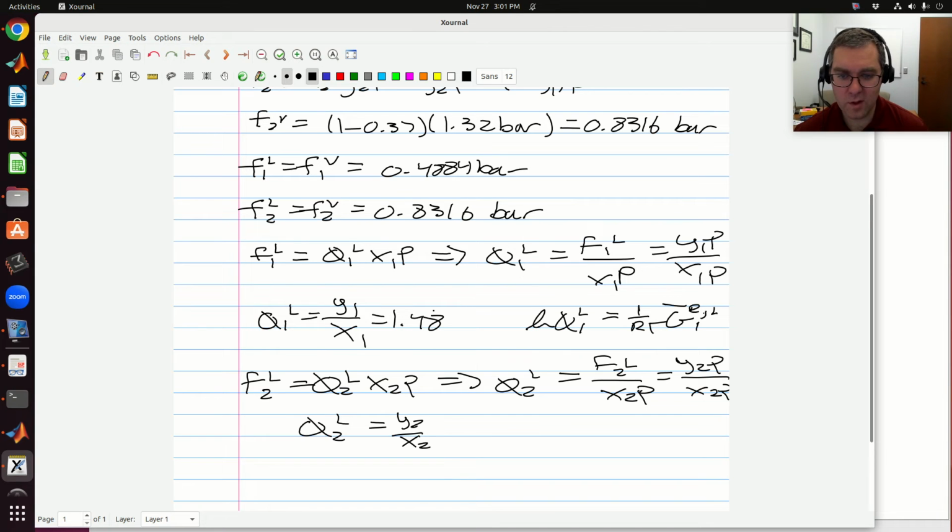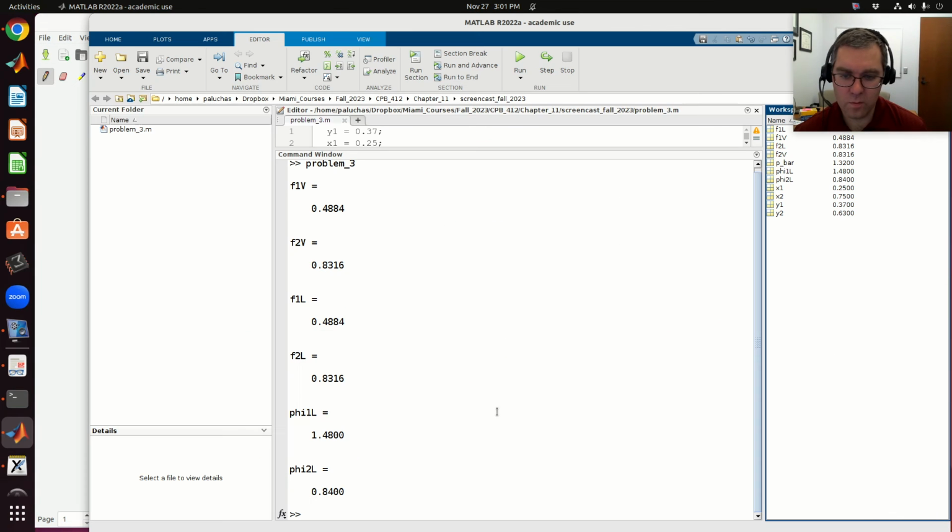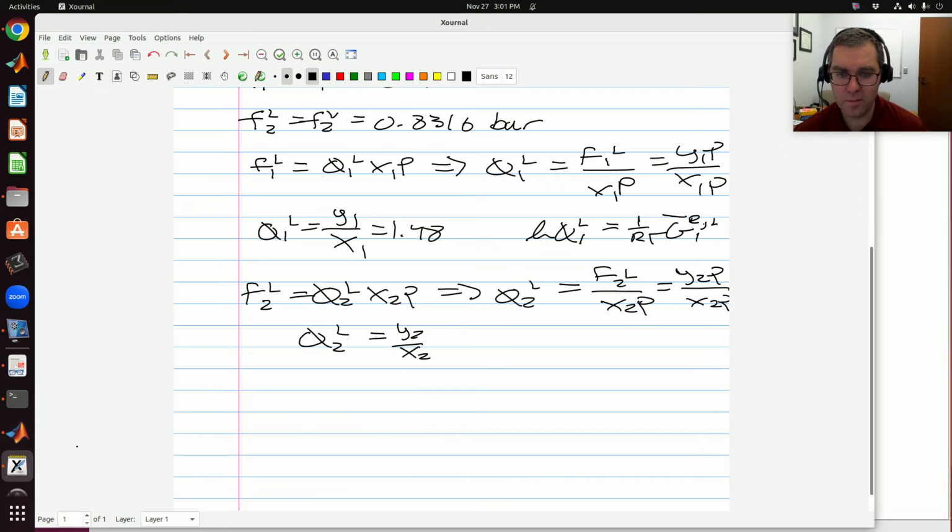Okay, that's dimensionless. And Phi2 is 0.84. And again, just right here, Phi1 vapor was equal to 1. So the fugacity coefficient of component 1 in the liquid is greater than that in the vapor, or equivalently, the partial molar residual Gibbs free energy of component 1 in the liquid is greater than that in the vapor. So my most volatile component prefers the vapor phase. It's the component with a greater propensity for the vapor.